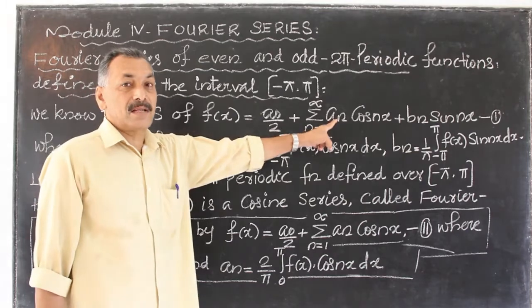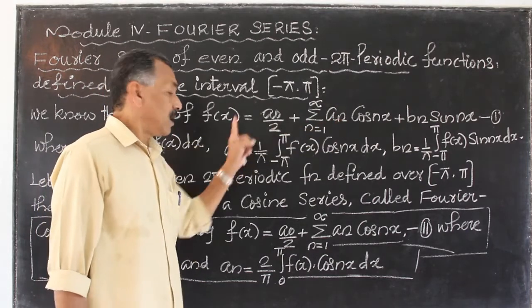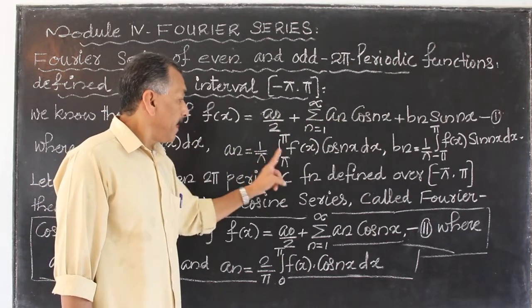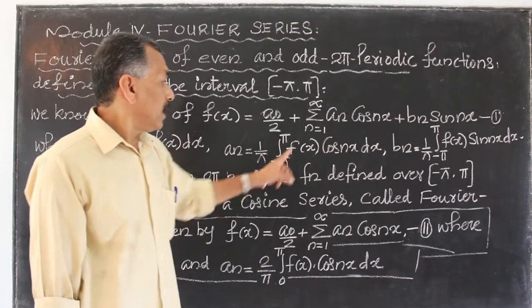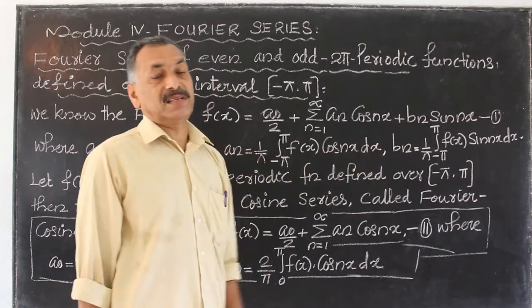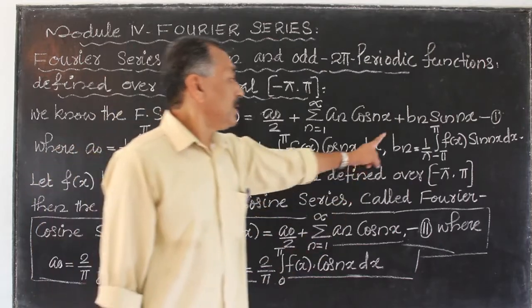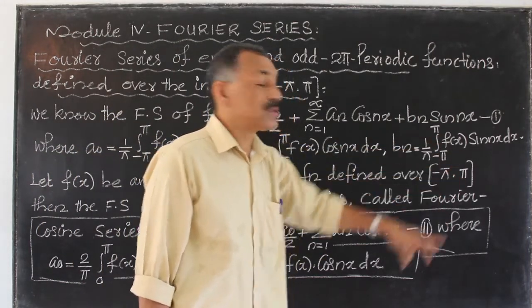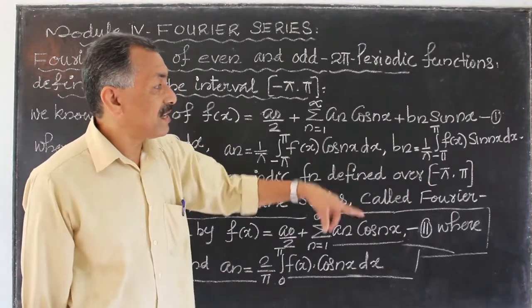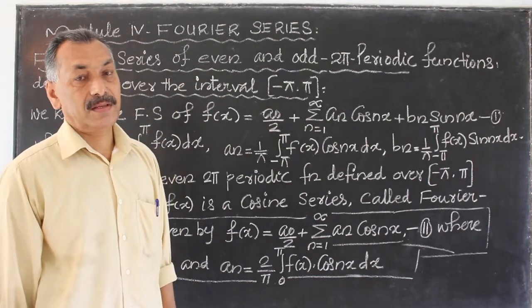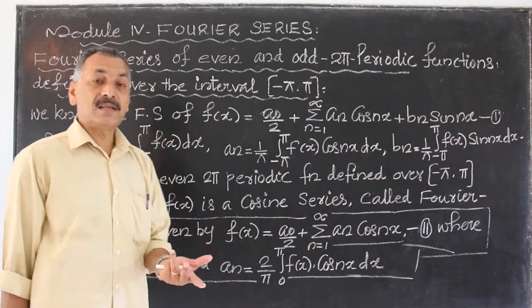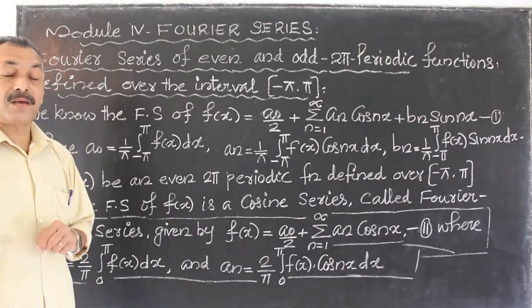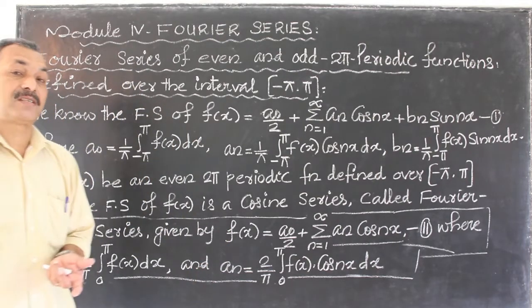In this expansion, the coefficient of the Fourier series an is equal to 1 by pi integral minus pi to pi f of x into cos nx dx. And bn is equal to 1 by pi integral minus pi to pi f of x into sin nx dx. Next we consider the function f of x to be an even function.